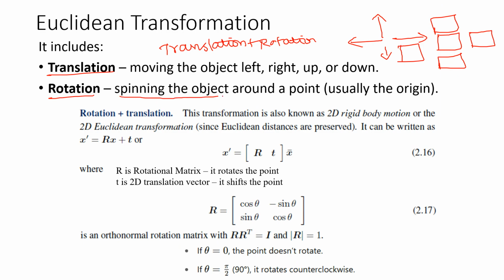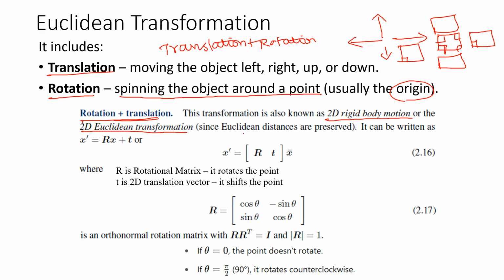So here, rotation means we are spinning the object around a point, usually the origin. It will have some angle. You can see that if the original square is this, the angle here is 90 degree, 90 degree, 90, 90. After translation also the angle is preserved. But in case of rotation, the angle is not preserved. Okay. So the Euclidean transformation is nothing but rotation plus translation. This is also known as 2D rigid body motion or 2D Euclidean transformation.